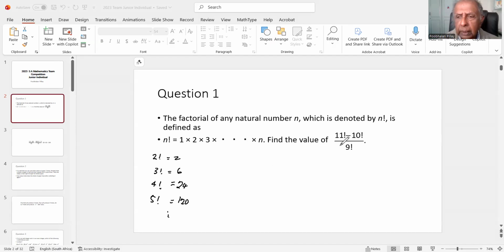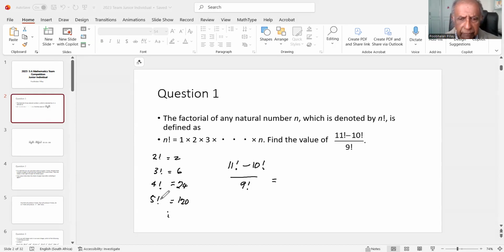Okay, now we are asked to calculate this quantity: 11 factorial minus 10 factorial over 9 factorial. Now obviously, if we work out this number here, it's a huge number. As you can see, 5 factorial is 120. And I think 10 factorial is like 3,622,880 or something like that. So this is too big, but we can simplify this.